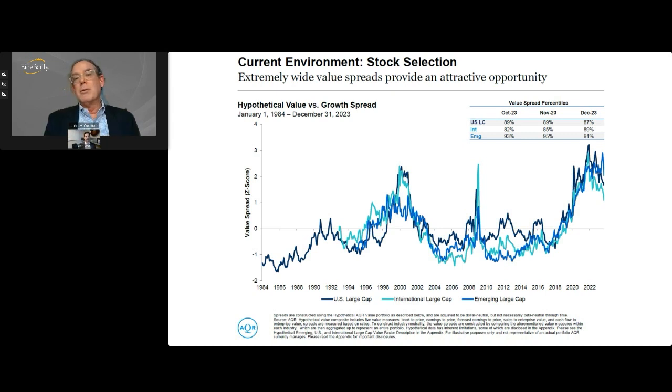So how do I take this? I think value is still an attractive opportunity, despite the performance of the last 5 to 10 years. If I was going to get out of value, I think it would be a terrible time to get out of value now, given this spread.